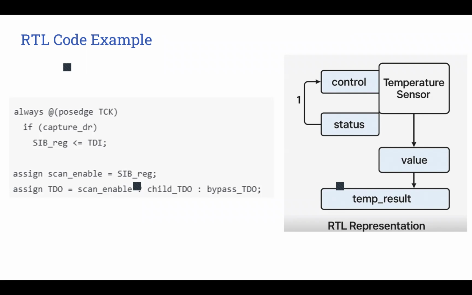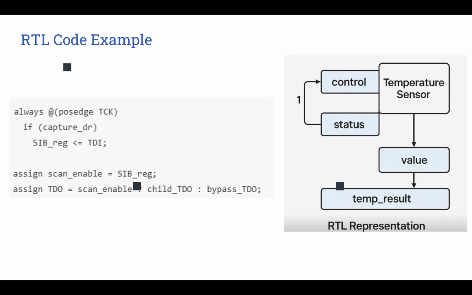Okay, line 2 is the capture phase condition. It basically says if blah blah blah. That means only do the next step if we are in the capture phase of a scan. So we make a condition: if we are in a capture phase, go to the next step. Now that capture underline DR is a control signal that tells the chip that I'm getting ready to load new scan data.